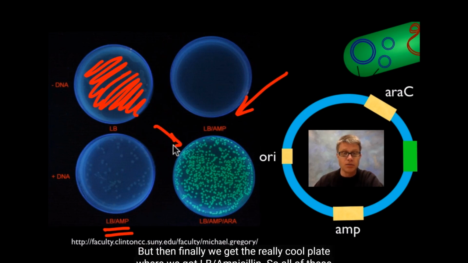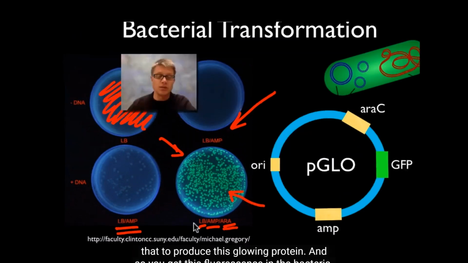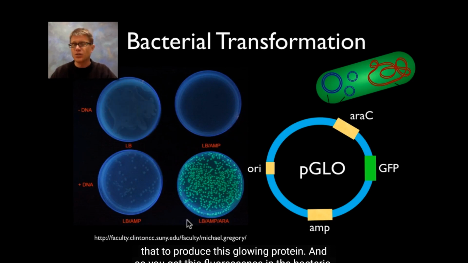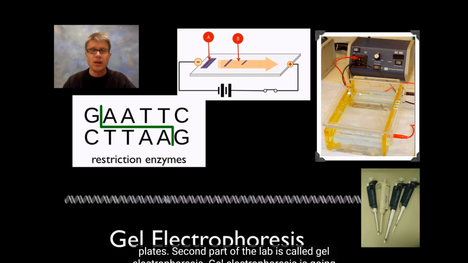But then finally we get the really cool plate where we've got LB ampicillin, so all these bacteria were transformed, but we also have that arabinose sugar, so they're able to use that to produce this glowing protein. And so you get this fluorescence in the bacteria. So what do you need to understand? What a plasmid is, how it transformed bacteria, and then how that might be manifested in all the different growth on all the different plates.